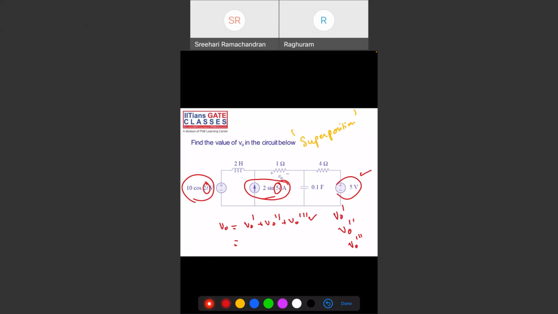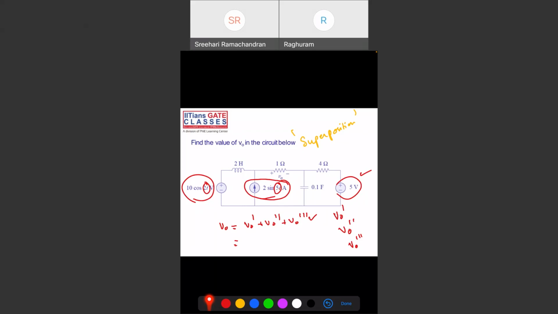One doubt, sir. Is it a blunder if we try to use Laplace transform or something? Yes, you should not use Laplace transform. You should not use nodal or mesh analysis after that, because these three are of different frequencies. You can use Laplace transforms only if they are all of the same frequency. I don't think you'll have any advantage of using Laplace transforms.